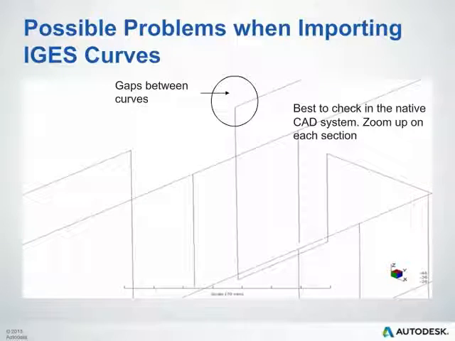One possible problem with importing IGES curves as your cooling circuit is that you'll want to make sure these curves are all connected. You don't want any gaps in between curves. So before you bring it in from your CAD system, maybe zoom in, take a look, and make sure that they're connected. Because if they're not, when you bring them into our software as cooling lines, those circuits are going to be broken at those points.